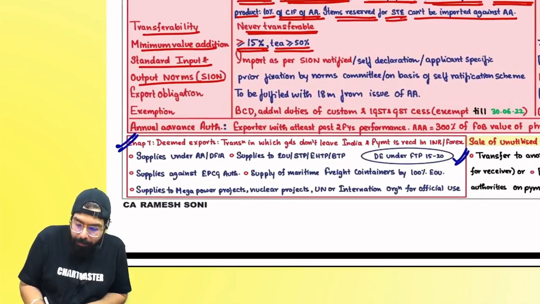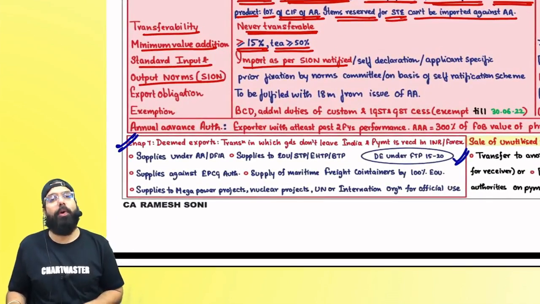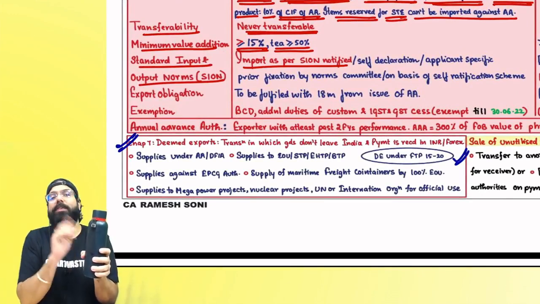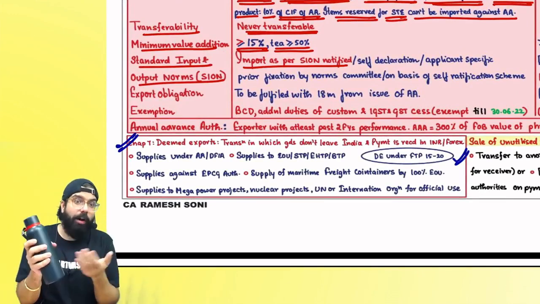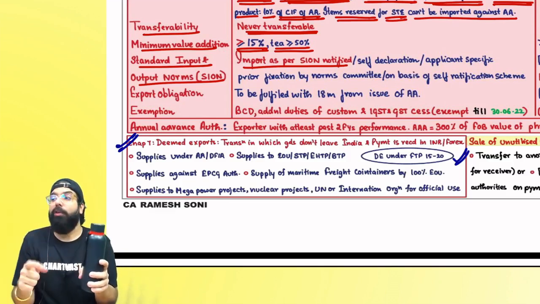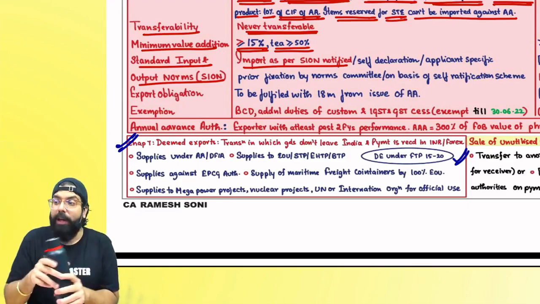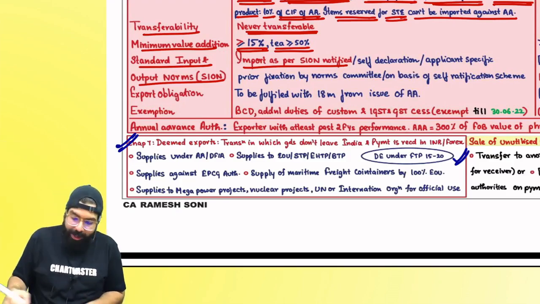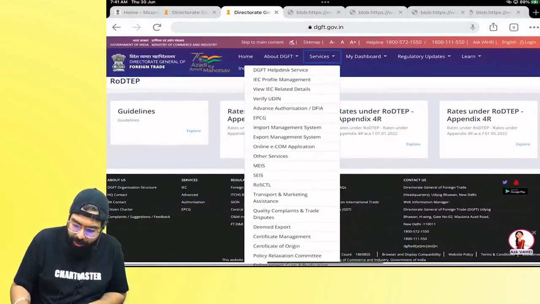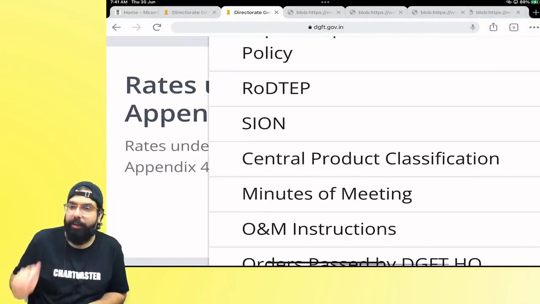Everyone listen. Import will be based on the standard input output norm. I told, sir, to make this bottle, I need 1 kg of steel. I have an order for 1 lakh units. Sir, you see, I will get foreign currency. 1 lakh unit ka order is there. So 1 lakh kg he will allow you if it is told as per SION. Standard input output norms which are there, I think you guys can see over here only. Yes everyone, SION is given.